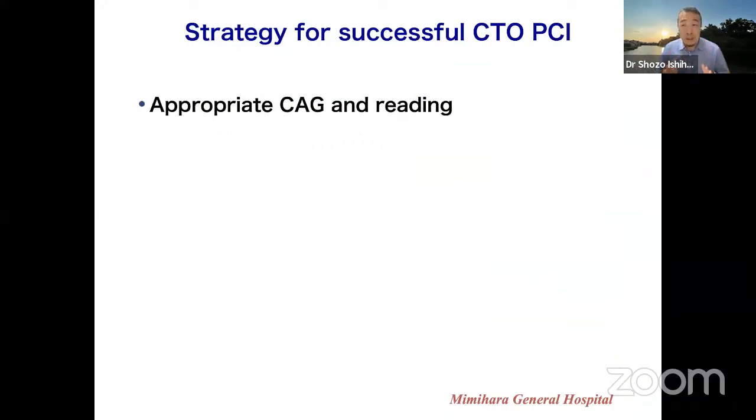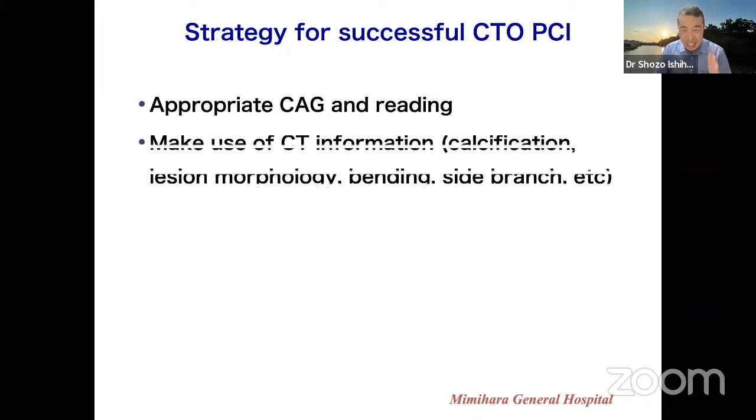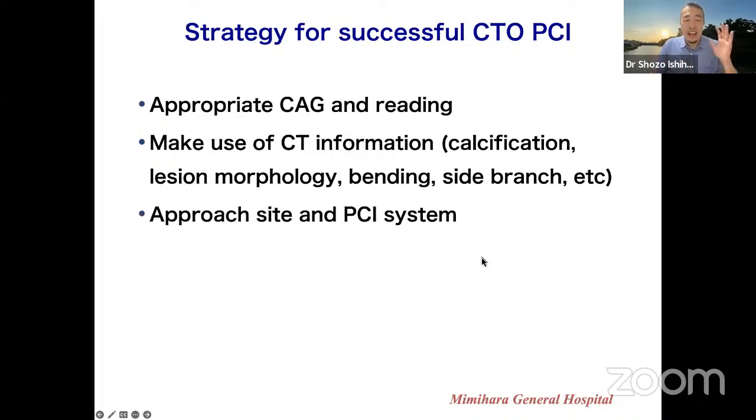And first of all, starting CTO PCI, as you know, it's important to take an appropriate CAG, and reading it is also very important. Making use of CT information is also important. If possible, we should do CT coronary angio, checking calcification or vessel course or something. And this is also important: approach site and also PCI system.